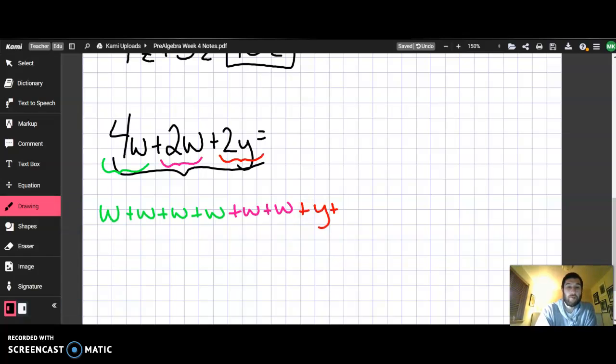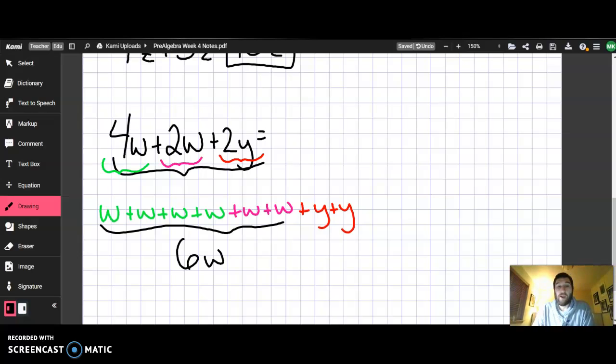Then we have ourselves the y's, and I'll use the red one for that. Plus y plus y. So if we wanted to simplify this, we want to combine however many w's we have. And in this case, we have 4 green ones and 2 pink ones. 4 plus 2 is 6. So we have 6 w's.